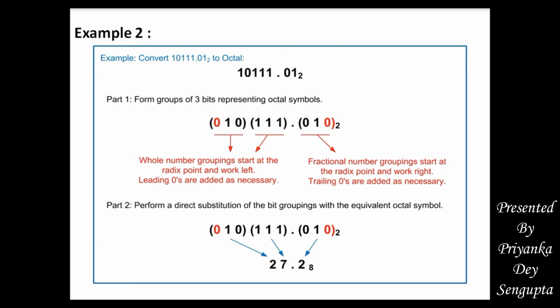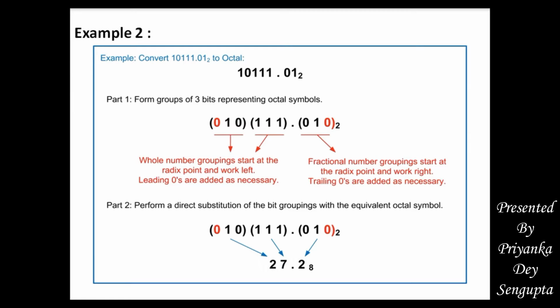Let's see the next example. Here we have a fractional binary number. The binary number is 10111.01. We have to convert it into its octal equivalent. Now, as I told you before, we have to group the binary number into groups of 3, and we have to make the grouping starting from the last digit.